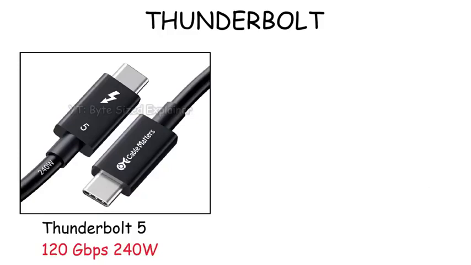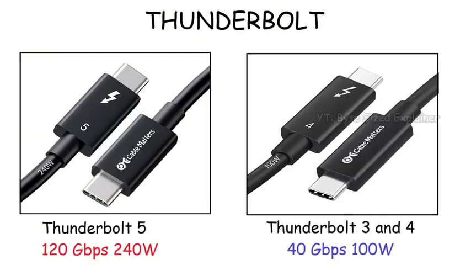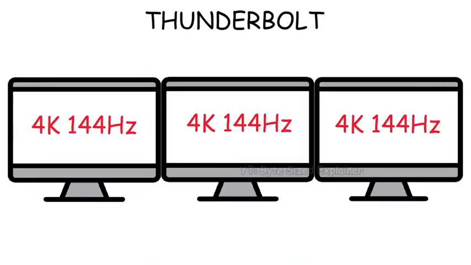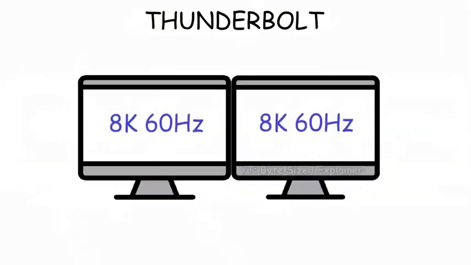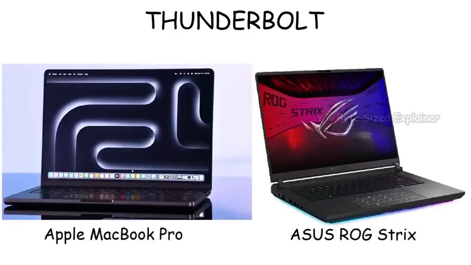And finally, the newest version is Thunderbolt 5, which can reach up to 120 gigabits per second of bandwidth, or 3 times the amount of Thunderbolt 4, and supports up to 240 watts of power delivery for charging high-end laptops. On top of that, Thunderbolt 5 can handle multiple high-resolution displays at once, like 3 4K screens at 144 Hz or 2 8K displays at 60 Hz. But of course, not all devices support Thunderbolt features, especially Thunderbolt 4 and 5. You'll mostly find Thunderbolt on high-end laptops and desktops.